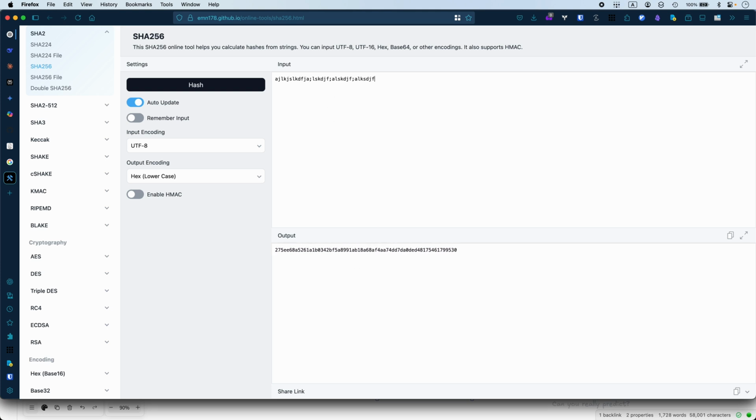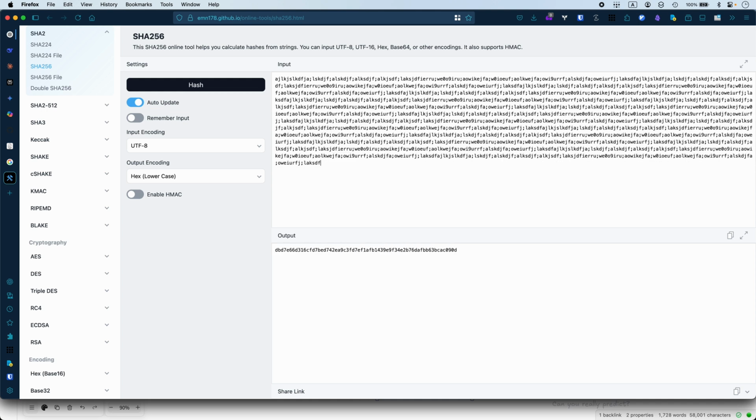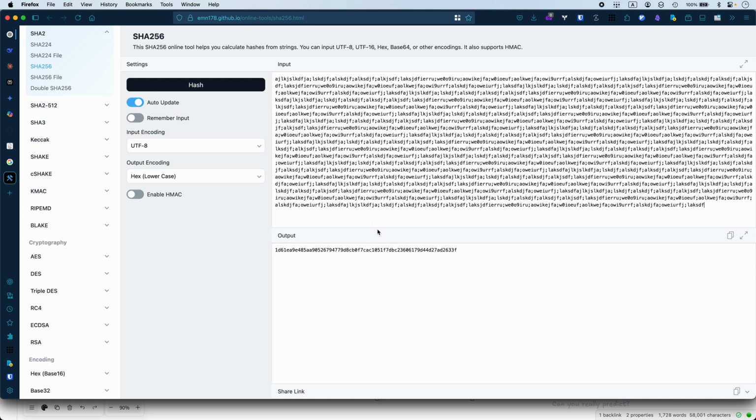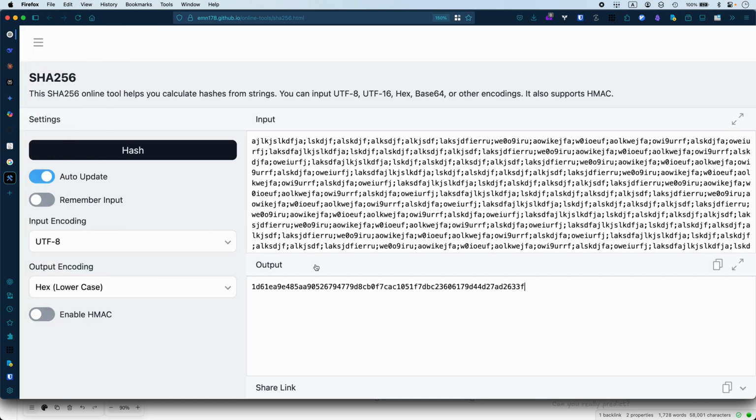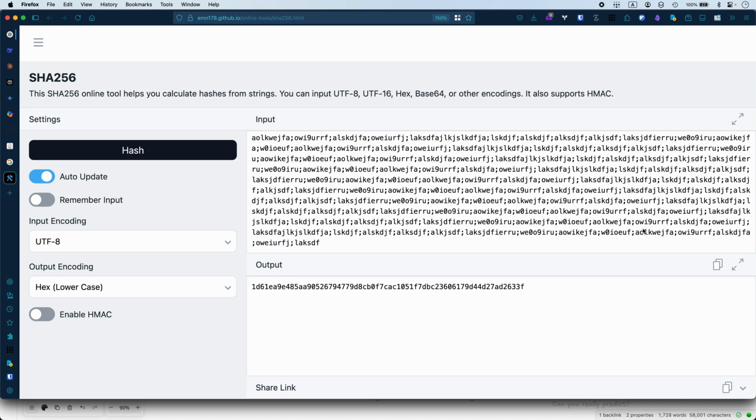If I go on adding more and more and more, it doesn't matter what the length of my input is, the resulting output is the same size, right? Interesting things. Look at this. It starts with 1d61. Let me make this a little bit bigger. Okay, I guess this is good enough. This is the last one, right? It starts with 1d61EA, something here, ends with 2633F, right? I'm going to change one character. Look at every single thing changing.